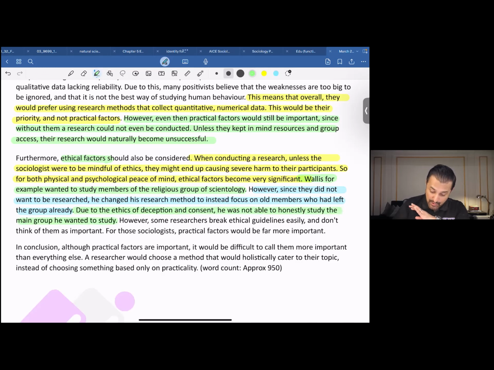However, some researchers break ethical guidelines easily and don't think of them as important. For those sociologists, practical factors would be far more important than ethical factors.